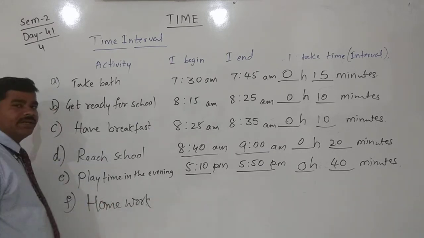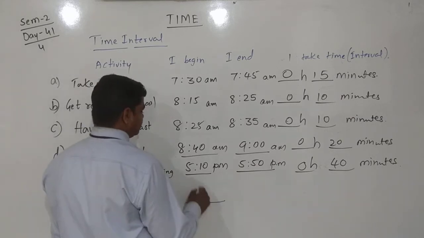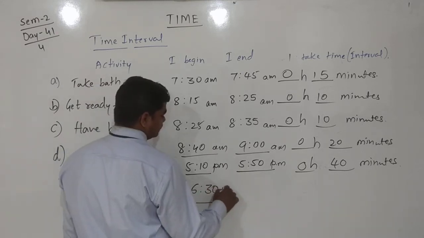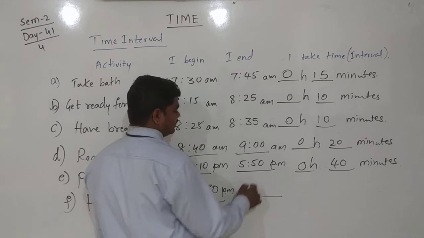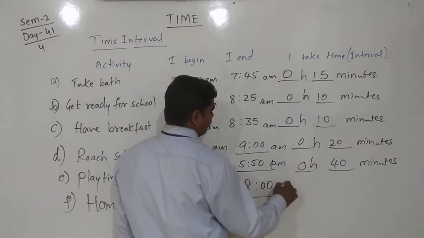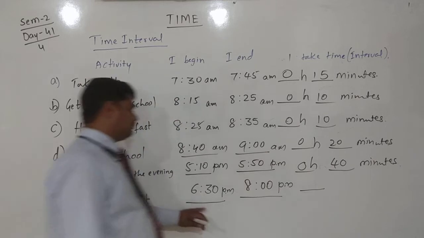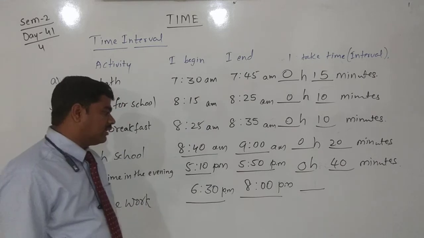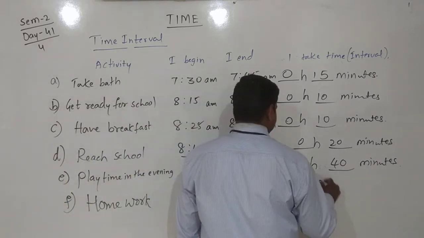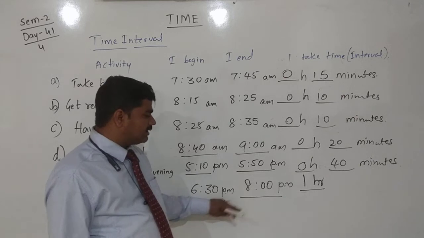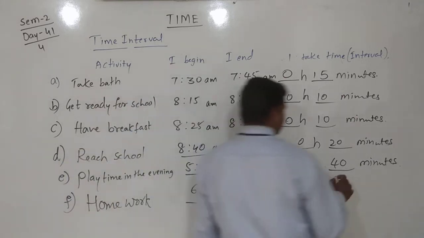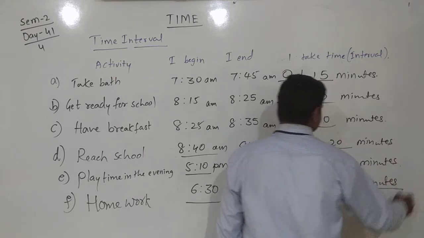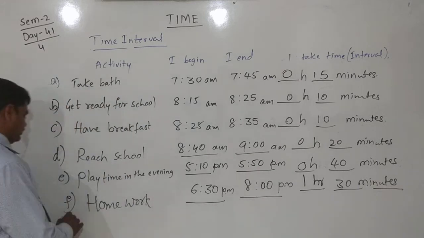When will you start? When will you begin your homework? 6:30. And when will you complete it? 8 PM. Next, how many hours? Here, this is 30 minutes and it is 1 hour. 7 o'clock to 7:30 is 30 minutes. 7 to 8, 1 hour. So 1 hour, 30 minutes.